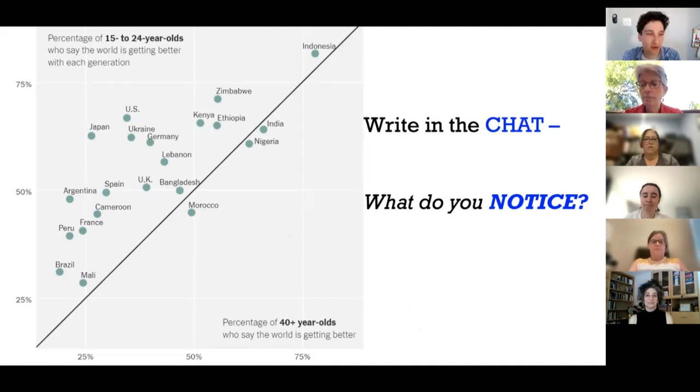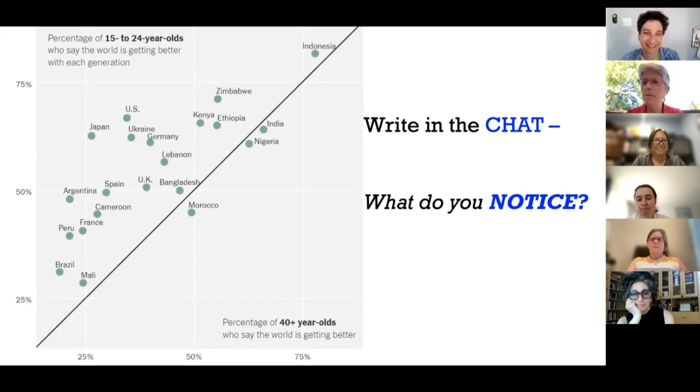And for this, instead of going in the chat, maybe some folks would be brave enough to come off of mute and share out full group. What do you wonder about this graph? Was the question worded the same way in each country? So we're going to have an answer for that. What else do you wonder? What's going on in those countries where less than 50% of the young people think things are getting better?